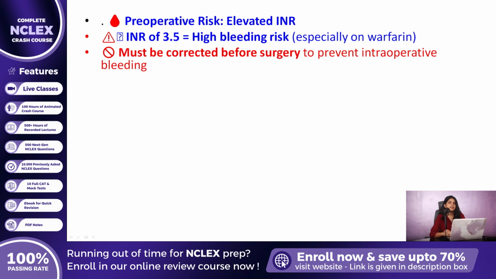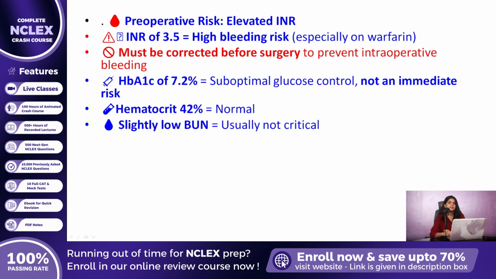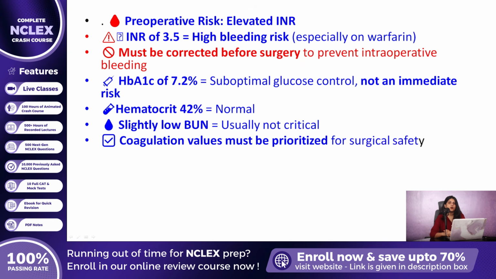While an HbA1c of 7.2% indicates suboptimal long-term glucose control, it is not an immediate surgical contraindication. A hematocrit of 42% is within the normal range, and a slightly low BUN is generally not critical. Preoperative safety depends on addressing abnormal coagulation values first.